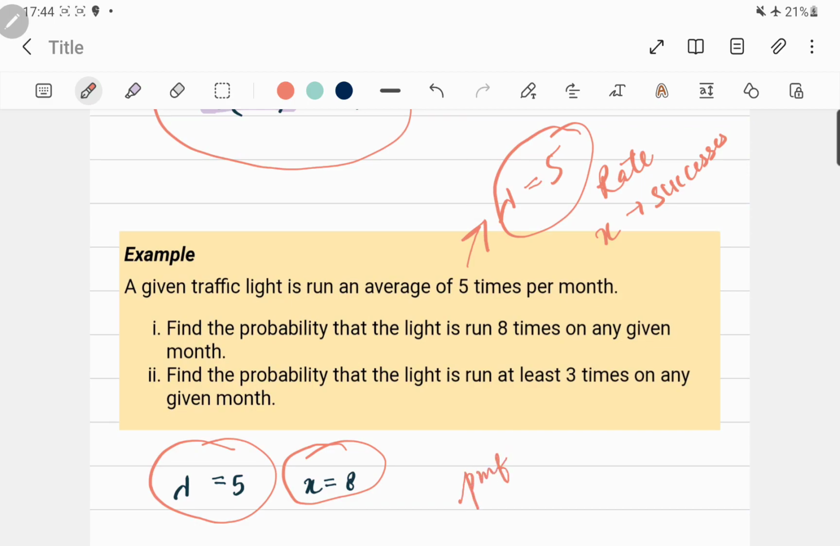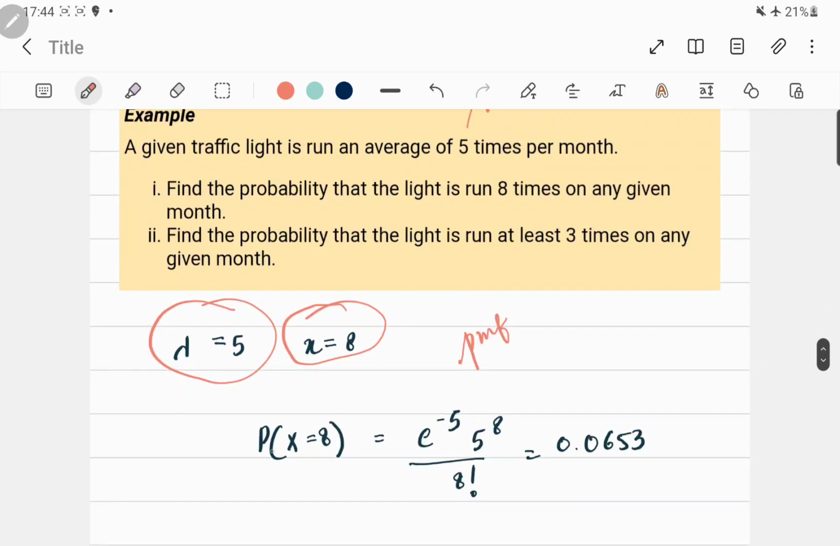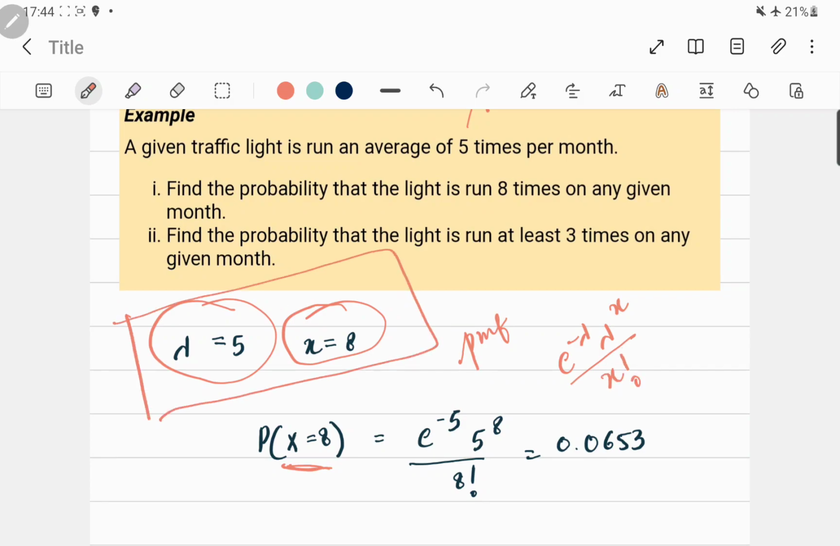Okay, so we use the PMF that we have. So probability that x is equal to 8. Our PMF was e to the power minus lambda, lambda to the power x upon x factorial. So we simply put these values here. We get e to the power of minus 5, 5 to the power of 8 upon 8 factorial. All right, and on solving we get 0.0653. So there is a 6% chance that the light is run 8 times in any given month.